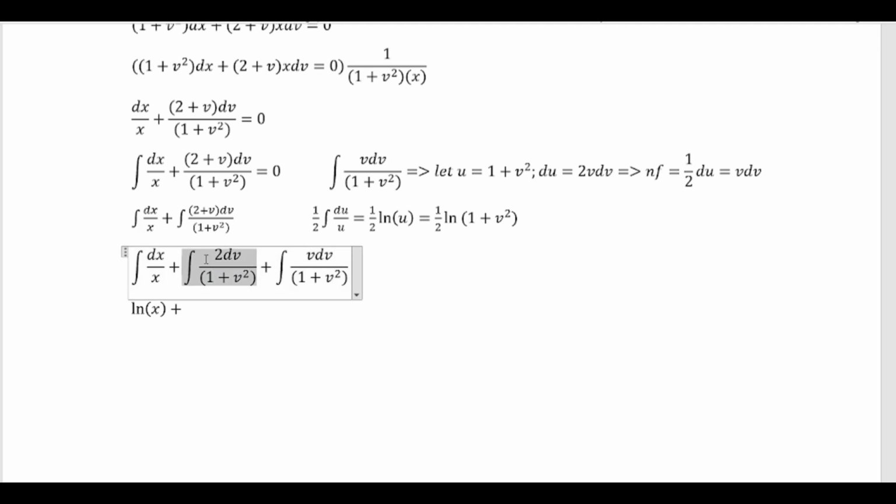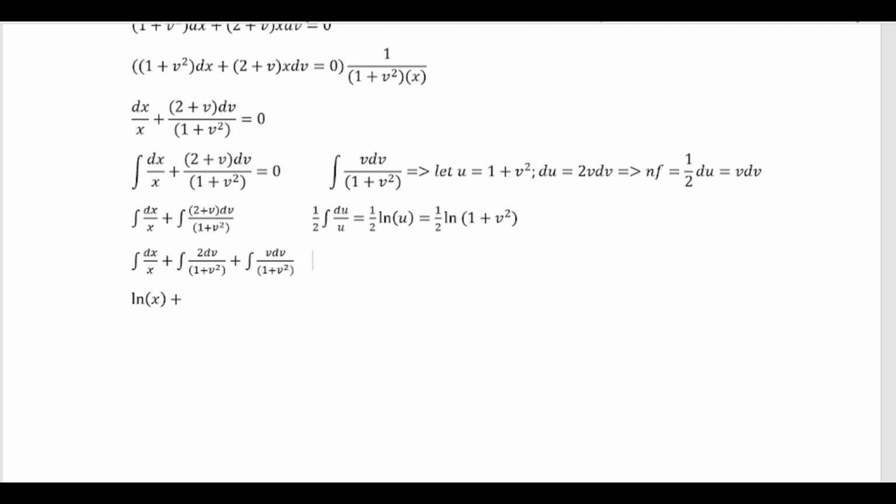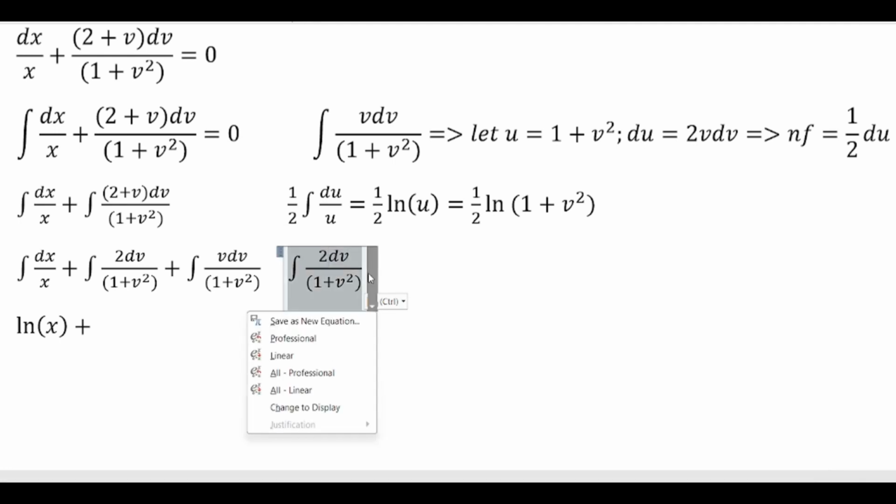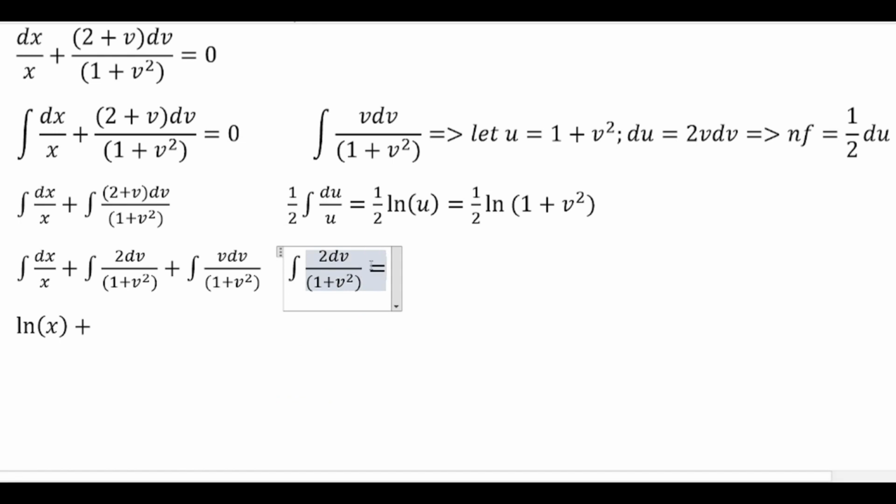Now let's focus on this one, because this one is a little bit on the confusing part. Let's zoom in a little bit because once again the font shrinks. The first thing we need to do is, of course, move out the constant from the integrand because that's not included. Equals the integral of dv over 1 plus v squared.